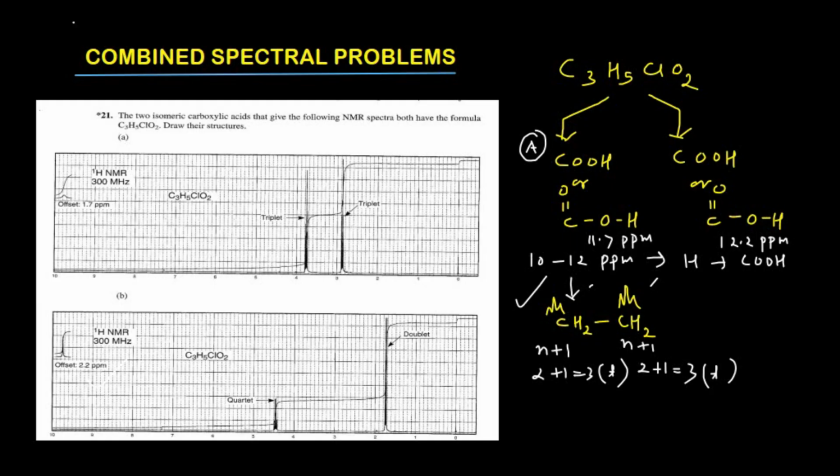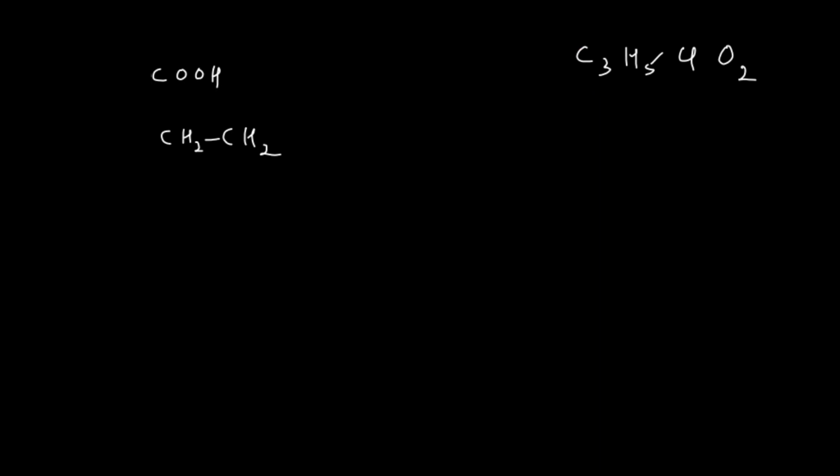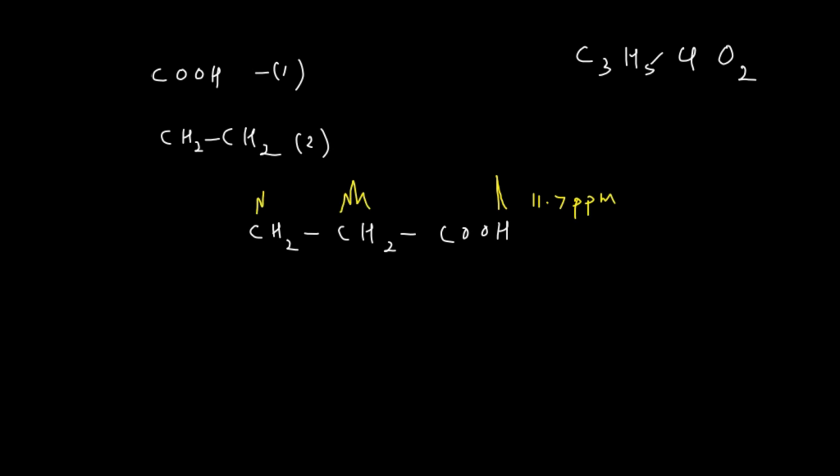You have confirmed the presence of COOH, and you have confirmed the CH2. So if you connect these two fragments, this is fragment number 1 and this is fragment number 2, you have CH2, CH2, COOH. This will give you a singlet at 11.7 ppm. This will produce a triplet, and this will also produce a triplet. Now you are left with the chlorine. The only possible way is to put chlorine here. There is no other way.